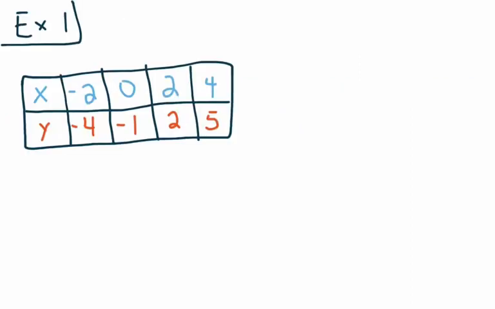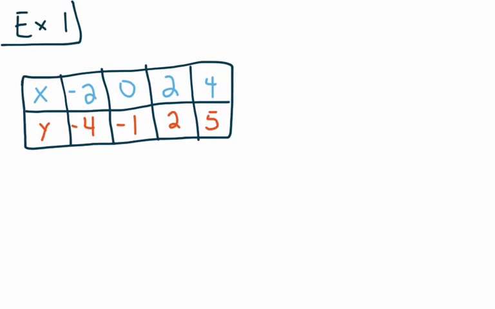For our first example, we have a table where our x values are -2, 0, 2, and 4. Our y values are -4, -1, 2, and 5. So our first goal here is to determine the change in y and the change in x. Just because y is on the bottom of the table, that does not mean it goes on the bottom of the fraction. Delta y actually goes in the numerator, while our change in x goes in the denominator.